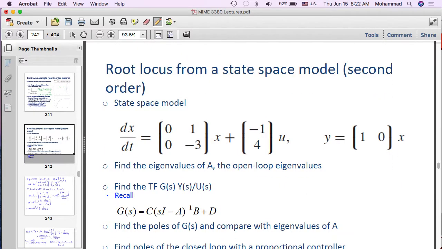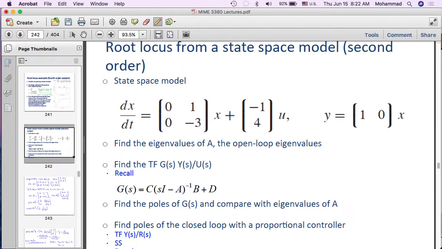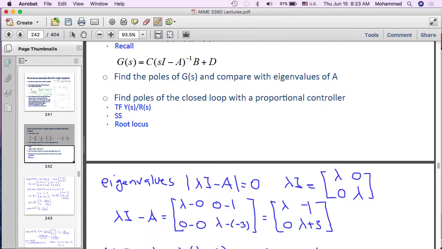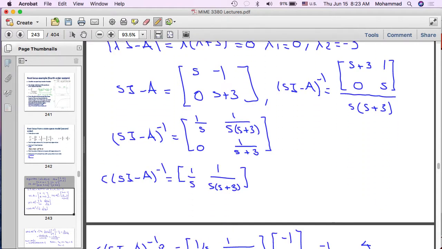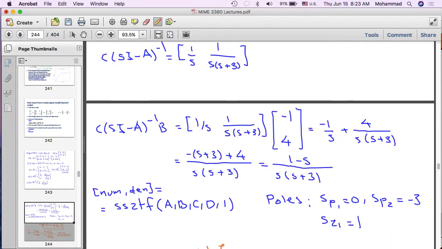And then we looked at this system. This is a second order system, which means the root locus has 2 branches. What we did here, first of all, was turn this state space model into a transfer function. We used this formula, G(s) is equal to C times (sI minus A) inverse times B plus D, and turned that into a transfer function. We found the transfer function, which was (1 minus s) over s times (s plus 3). So it has 2 poles.